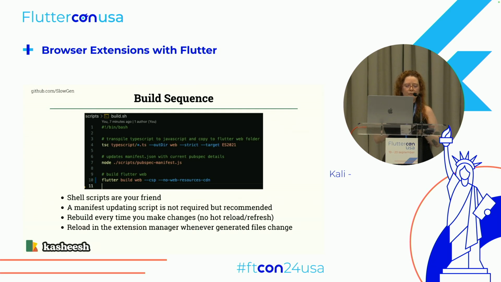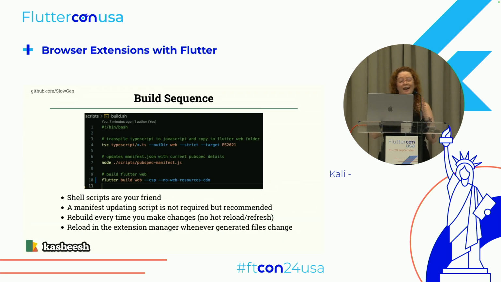It is for web. Notice we have two flags. The CSP, Content Security Policy flag, and the no web resources CDN flag. These are both required. They both ensure that content security policy is honored and that at no time is the app trying to reach outside to get remote information, remote code.